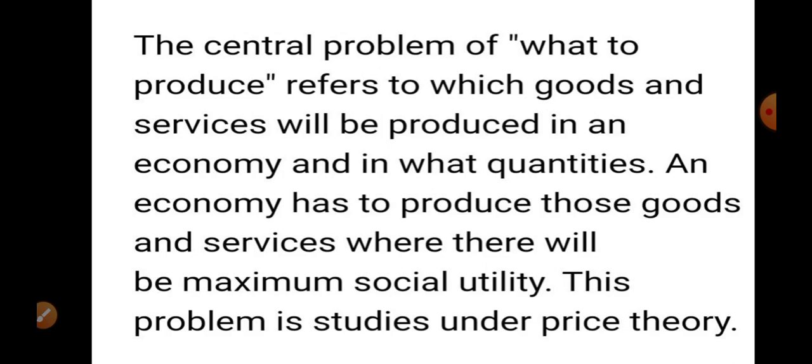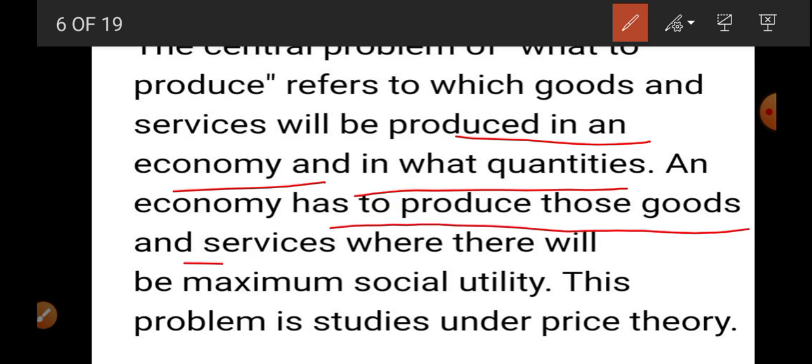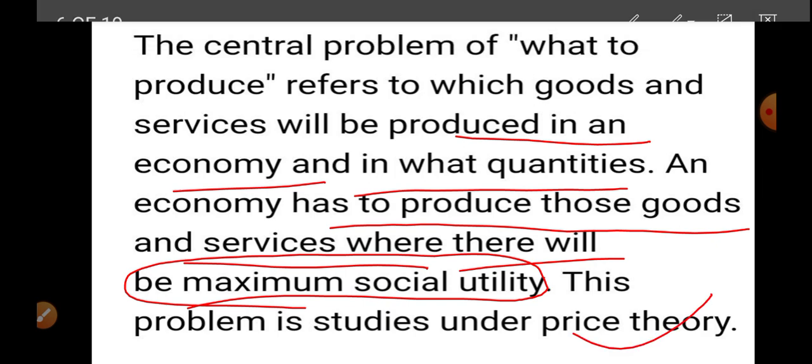The central problem of what to produce refers to which goods and services will be produced in an economy and in what quantity. So this is the meaning of what to produce. An economy has to produce those goods and services where there will be maximum social utility. So you are going to produce peace goods, war goods, capital goods, consumer goods. So what you have to keep in mind? Social utility. This problem is studied under price theory.